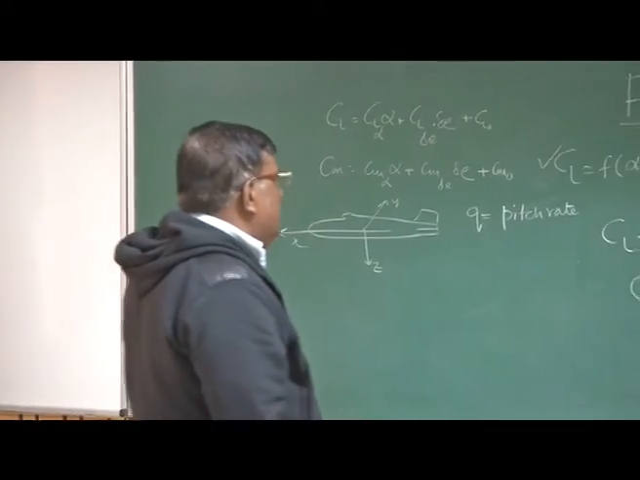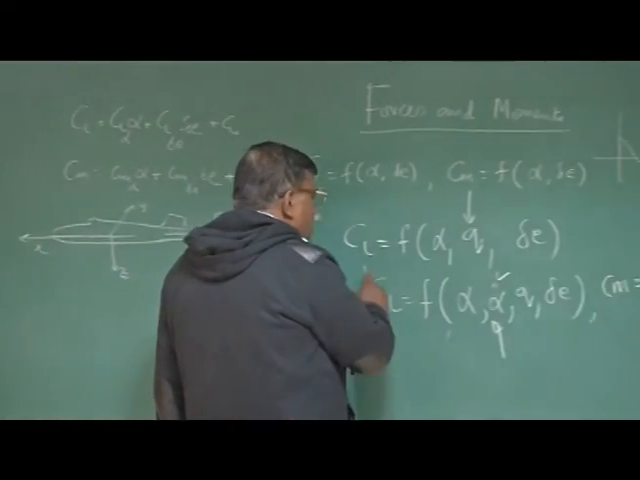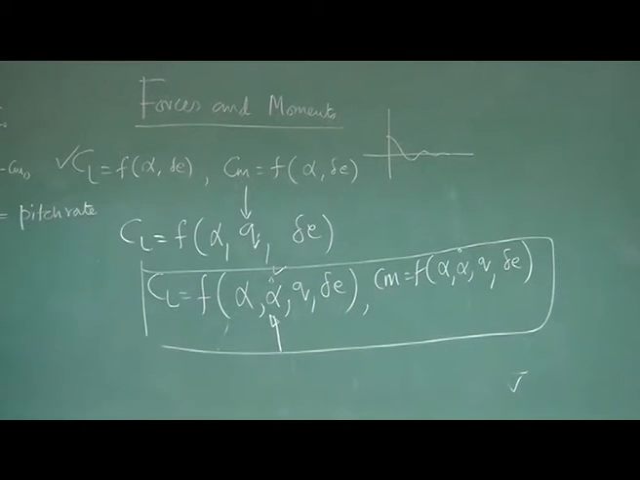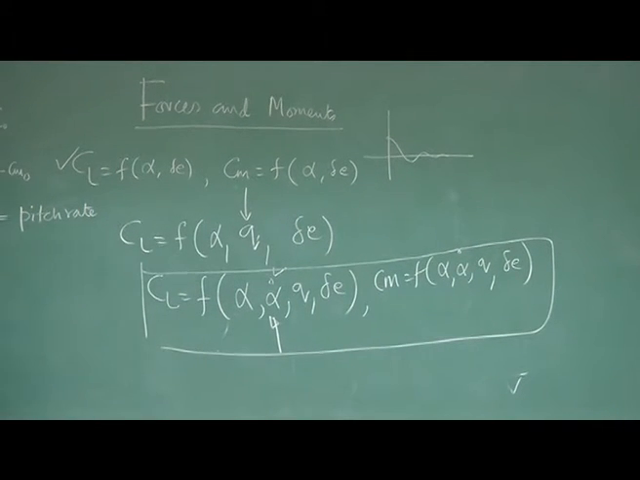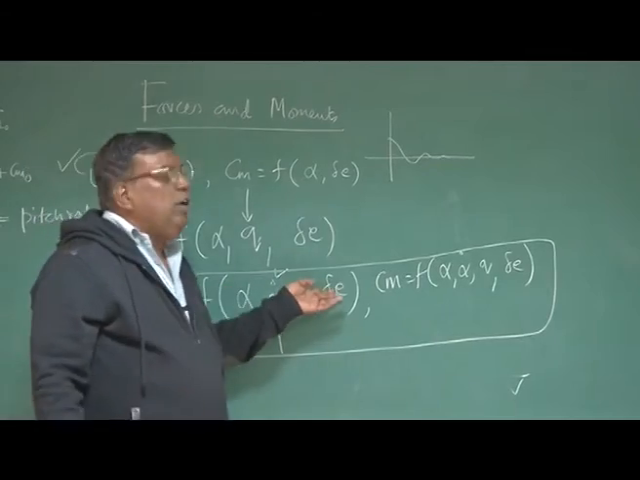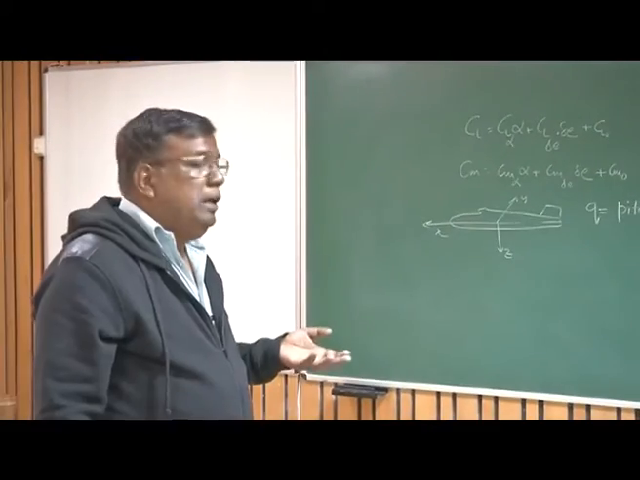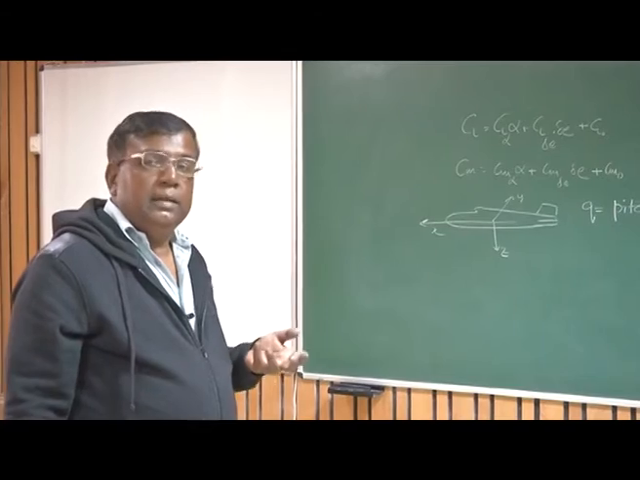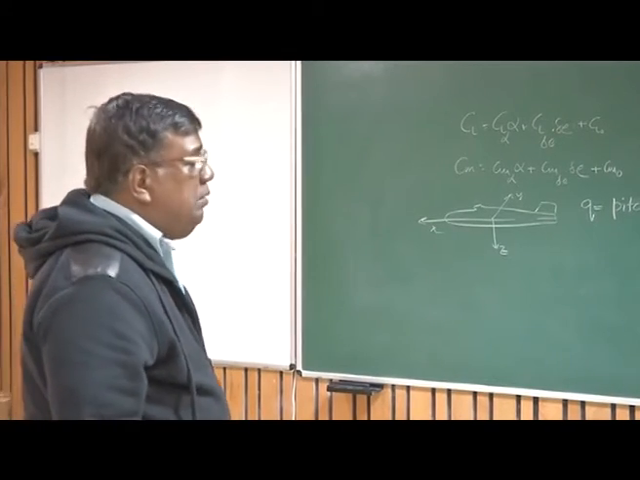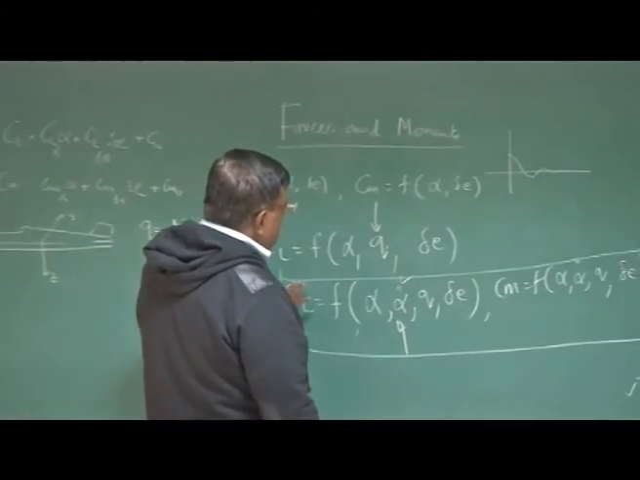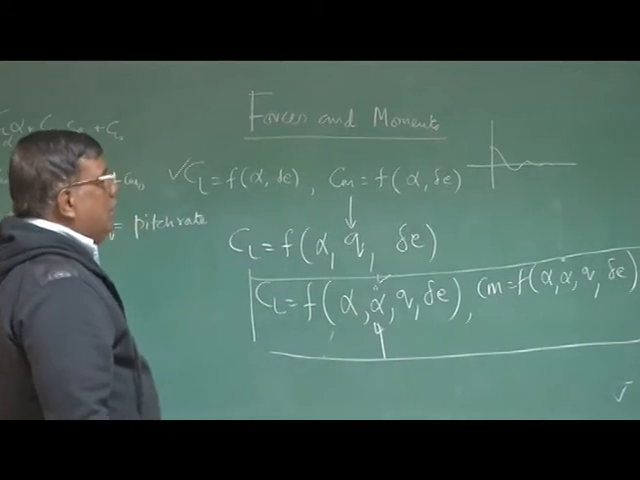Okay? So now the challenge is here. You will find for a highly dynamic aircraft, a highly maneuverable, high performance aircraft, this CL will be a function of even delta E dot, with what rate you are moving the elevator. That also becomes an interesting variable to model CL. But we are not going for such a high performance aircraft. We are going for a conventional aircraft where CL is modeled like this, Cm is modeled like this.